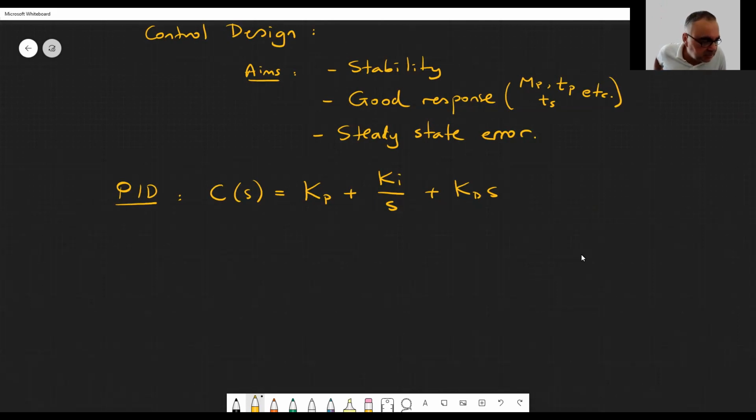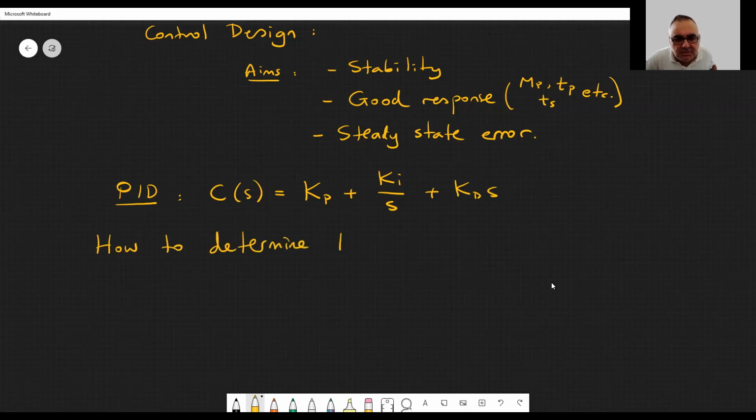There are many reasons for that. They are simple. They are easily implemented. You can implement them either electronically or using computer algorithms, which we do nowadays. So you can simply program them on an Arduino, and actually, there are already programs for Arduino. But the problem remains: how to determine these parameters, Kp, Ki, and Kd.